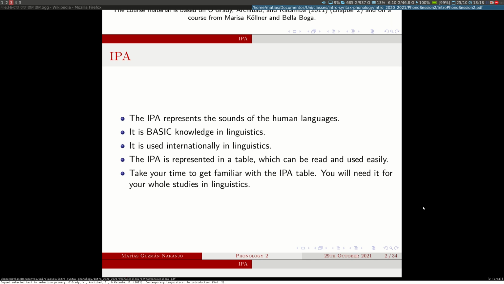The IPA is a simple table, can be read easily, and even if you don't know every single symbol, you will be able to understand what they represent if you understand how it works. You should take your time with the table and study it. It'll be in the exam definitely, but you will need it throughout your studies and your career.